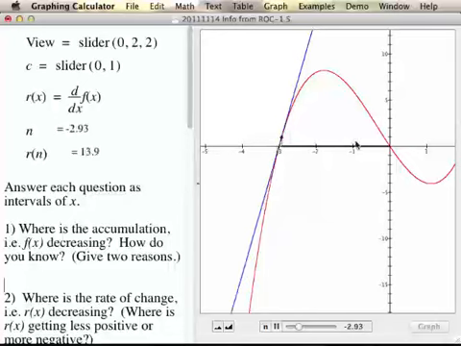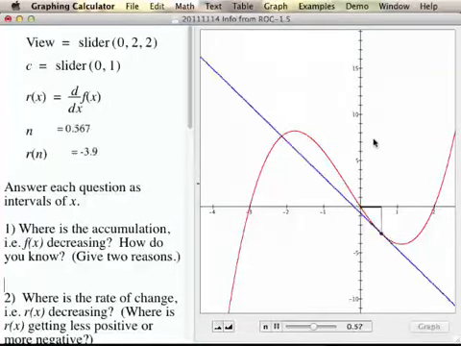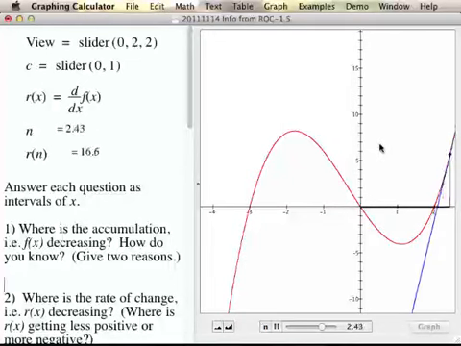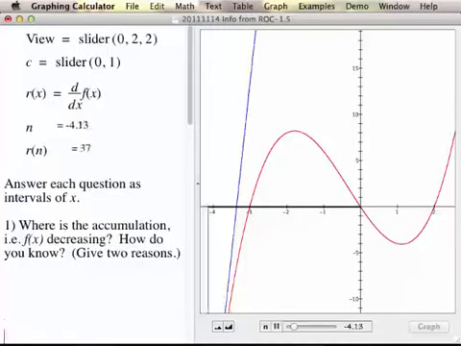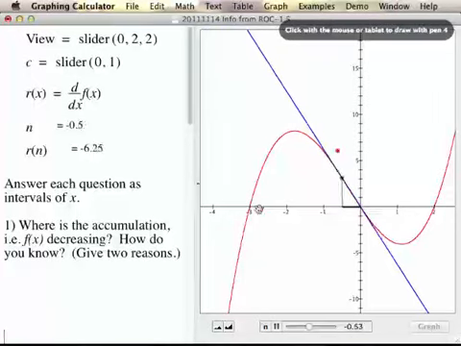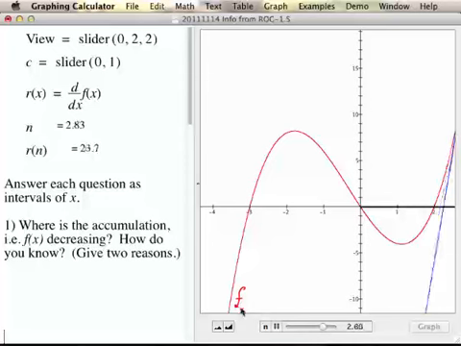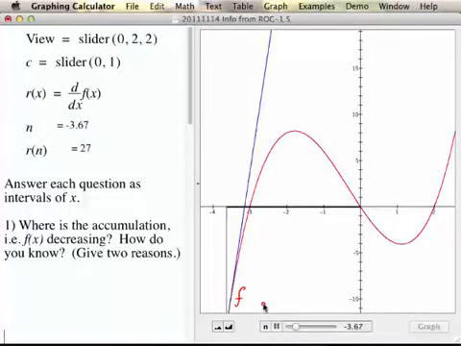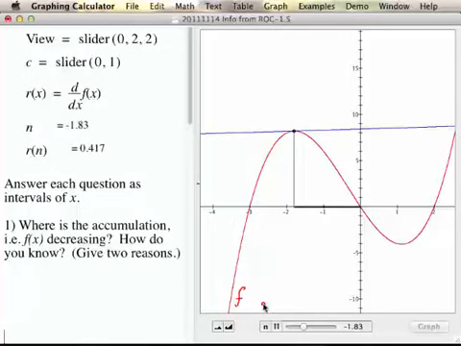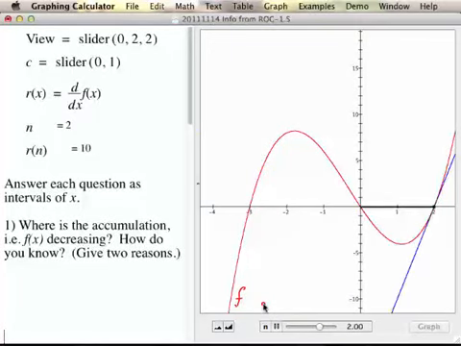So we were looking at this example last time. And so let's just recap. First question is, where's the... So f is our accumulation function, the red one is f. And then the blue line is representing the rate of change at the given value of x as x increases, okay?